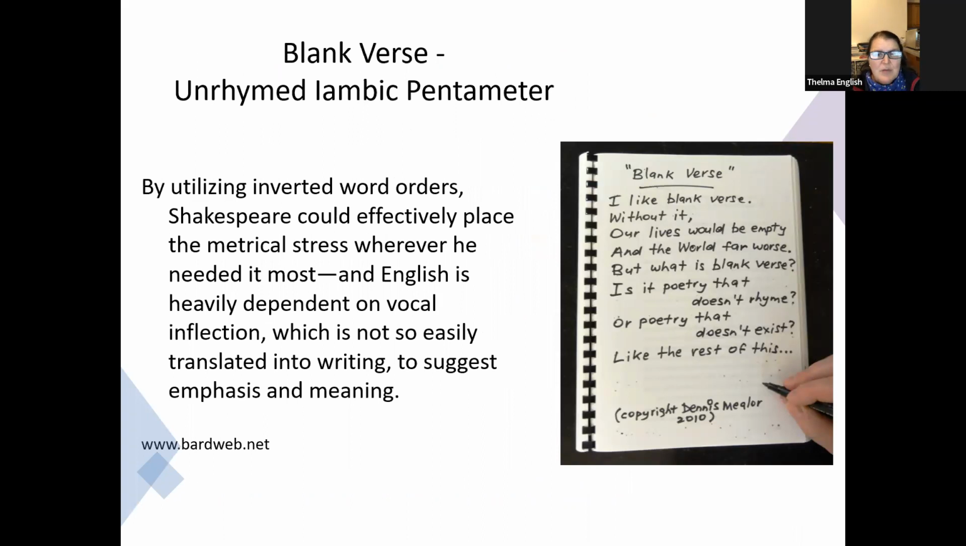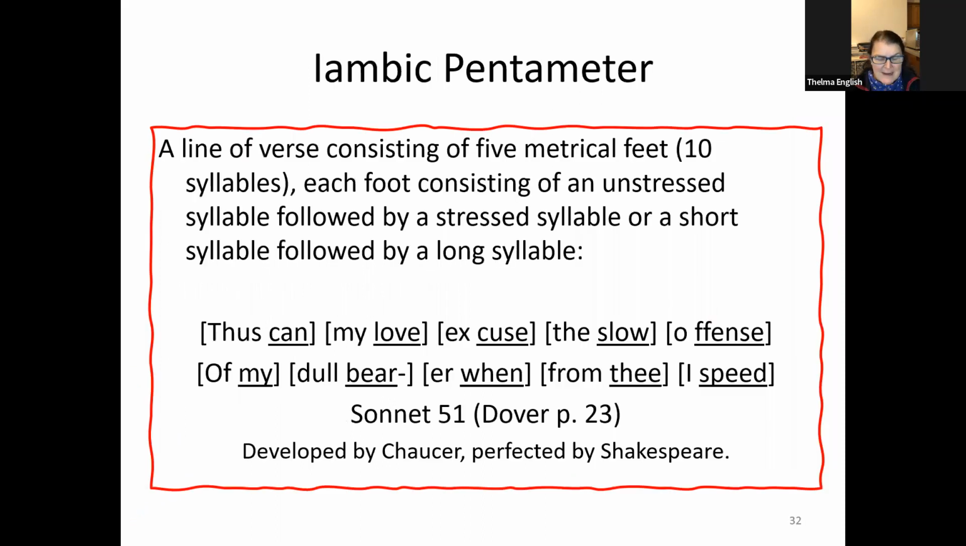Blank verse. Blank verse is just unrhymed iambic pentameter. By utilizing inverted word orders, Shakespeare could effectively place the metrical stress wherever he needed it most. So the syntax, the word order, seems a little unstructured to us, but it's actually very structured. It does not follow our standard sentence, but Shakespeare has planned each word in its place on purpose. English is heavily dependent on vocal inflection, which is not so easily translated into writing to suggest emphasis and meaning.